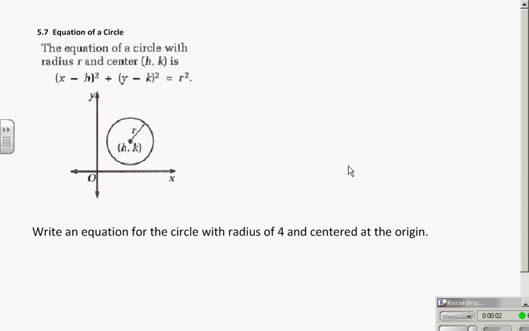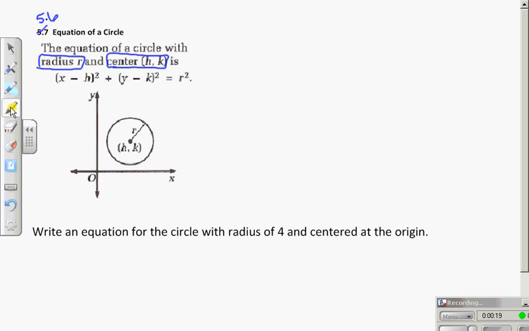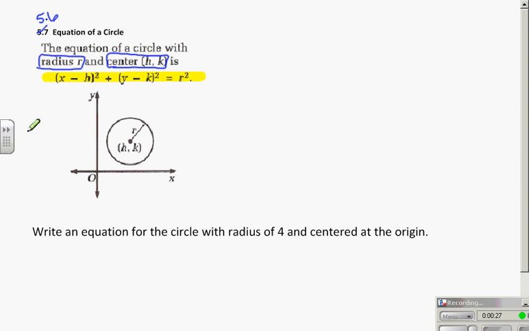Okay, here is today's lesson 5-6, the equation of a circle. Now, the equation of a circle with radius r and center (h, k) is expressed by the equation (x minus h) squared plus (y minus k) squared equals r squared. The key in this formula is right here, that these are minuses.